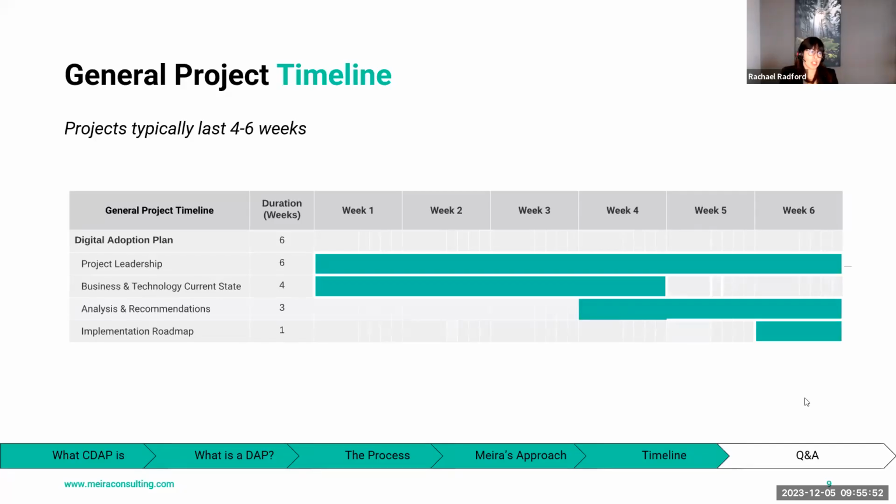So a general project timeline, we tend to do these projects within 4 to 6 weeks. Some clients want them to be done faster just because of a situation that's happening for them. There's urgency around it. They have a lull in their operations and they have some extra time on their hands. They might say, okay, can we do this in 3 to 4 weeks? Can we just go through it because we have capacity right now? But most clients do it in the 4 to 6 week timeline.